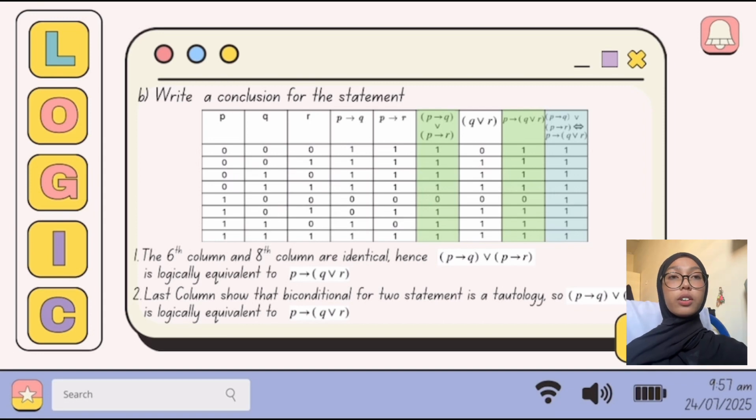Now, we can already see that all the statements are true. So, we have two options to write a conclusion. First conclusion is the 6th column and 8th column are identical. So, P implies Q or P implies R is logically equivalent to P implies Q or R. Second conclusion is the last column shows that the biconditional for the two statements is a tautology. So, P implies Q or P implies R is logically equivalent to P implies Q or R.